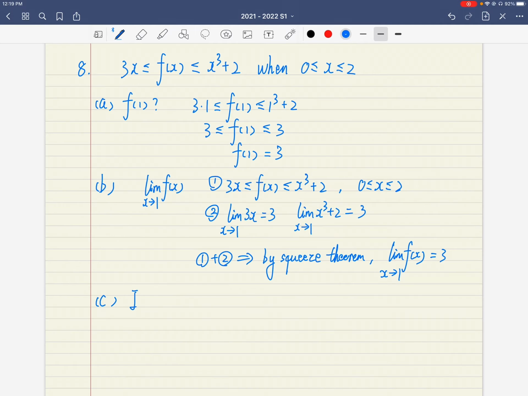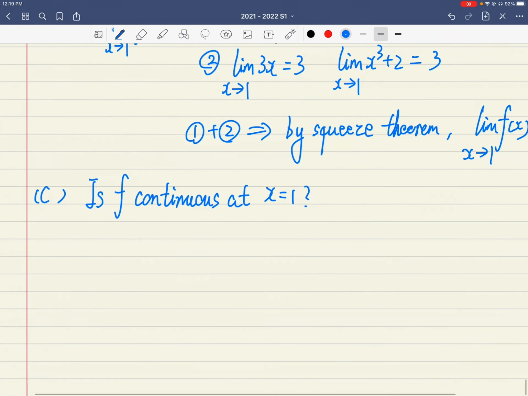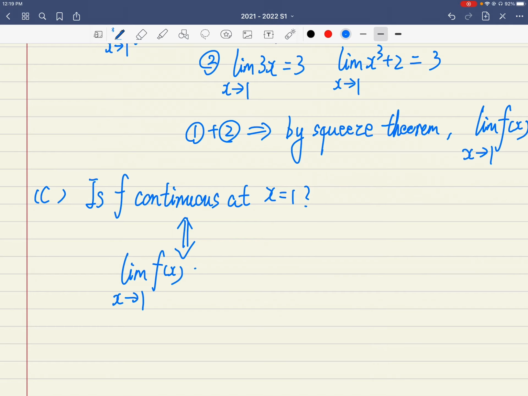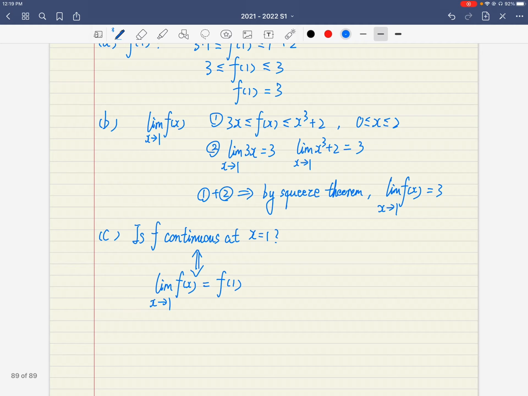Part C: is f(x) continuous at x equal to 1? f is continuous at x equal to 1 if and only if the limit of the function is equal to f(1). f(x) is continuous at a point a if and only if the function's value at that point is equal to the limit at that point.